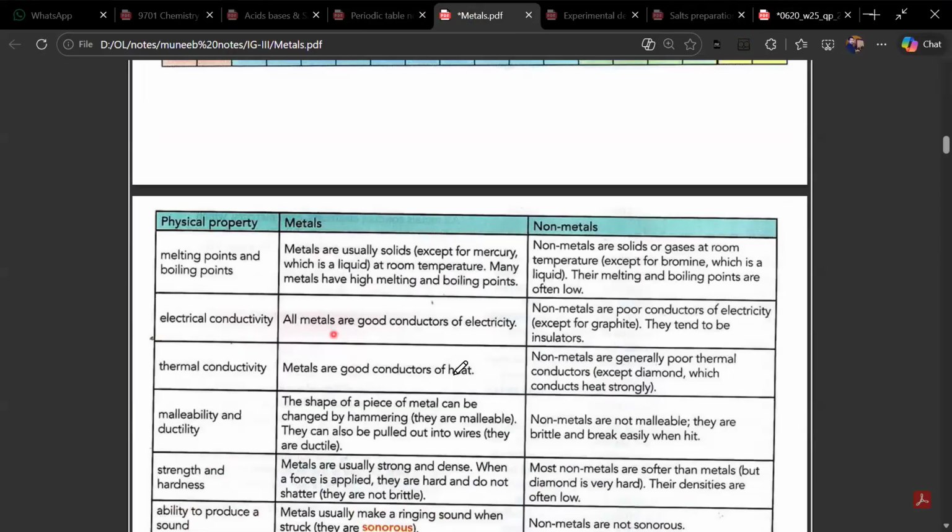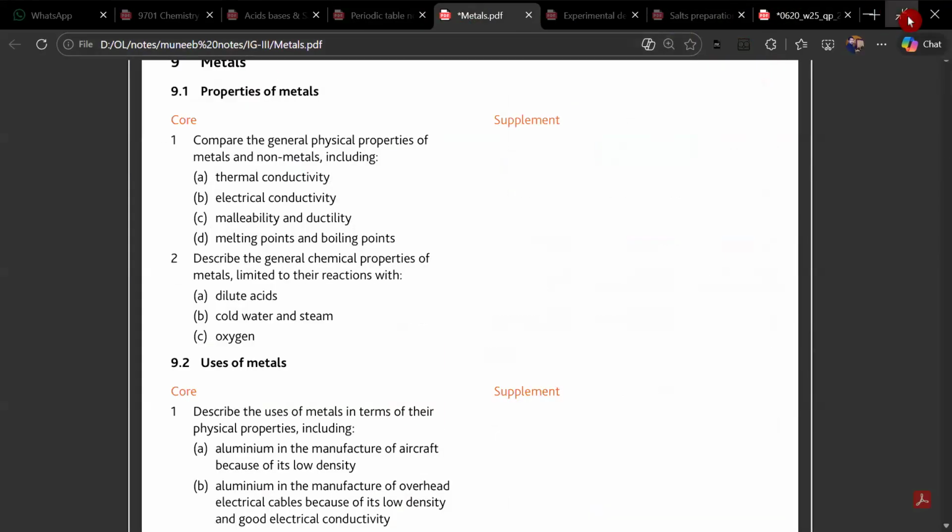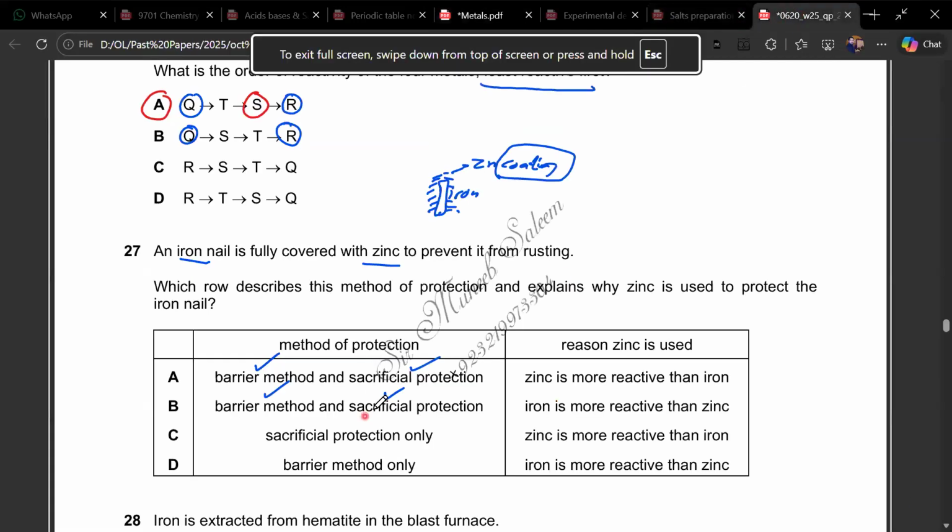So Shazin, if you also require these notes, you can let me know. You can message me if you require these notes. Okay, sir.